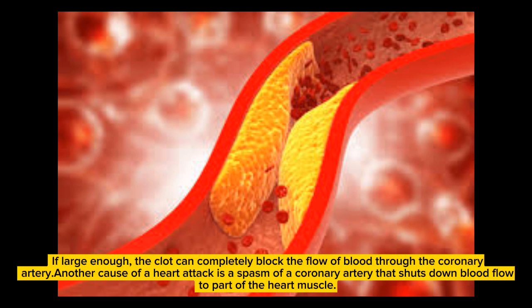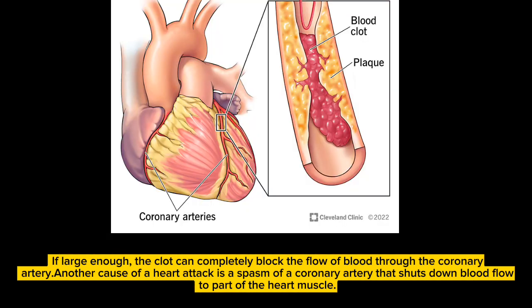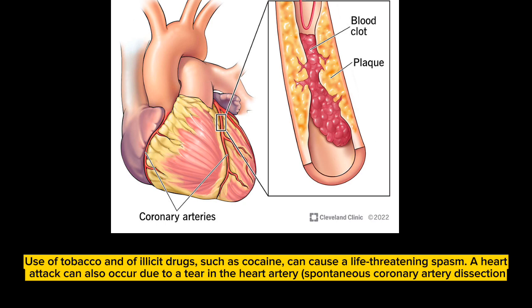Another cause of a heart attack is a spasm of a coronary artery that shuts down blood flow to parts of the heart muscle. Use of tobacco and of illicit drugs such as cocaine can cause a life-threatening spasm. A heart attack can also occur due to a tear in the heart artery, spontaneous coronary artery dissection.